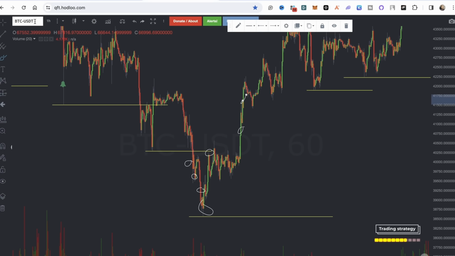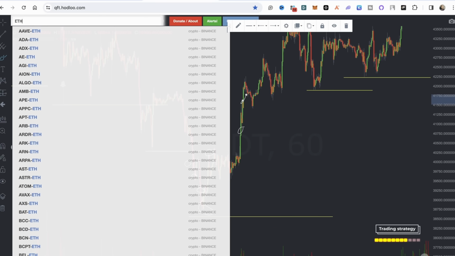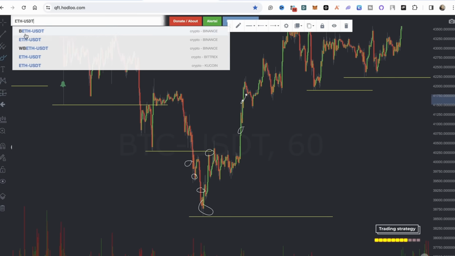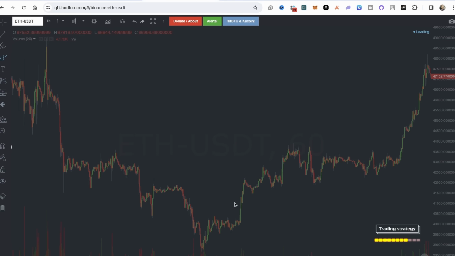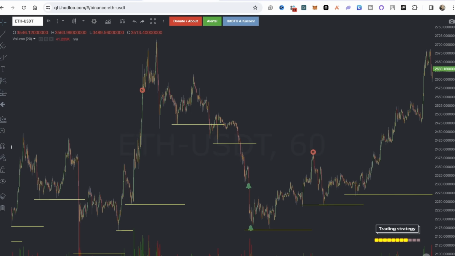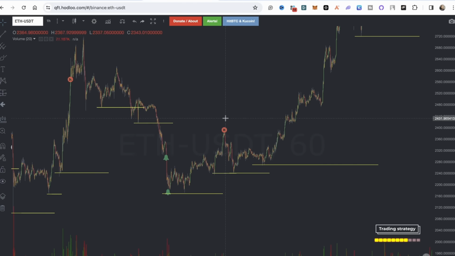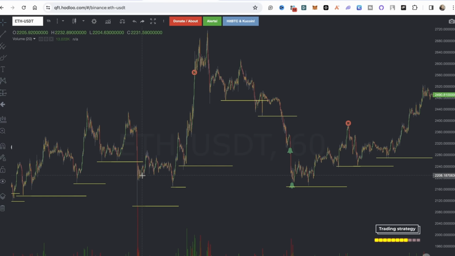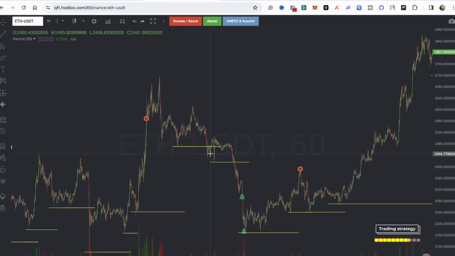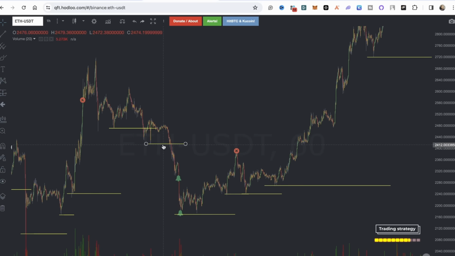Besides Bitcoin, you can try out other coins on this Hodlo. If I wanted to try out, say, ETH, I can try out the ETH market. So the same thing, the bases are drawn. You can see here, base was drawn, buying opportunities and selling opportunities, right? This one was drawn, buying opportunity. Once the base is reclaimed, you can start selling. This again is a base, it was broken, buying opportunity.